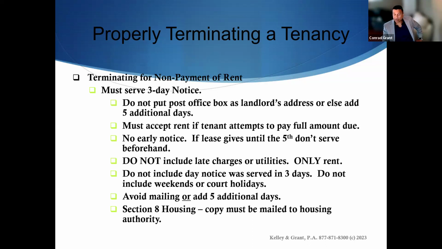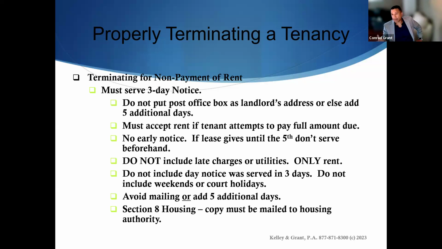If the tenant pays the full amount of rent, because your notice is going to say you are indebted to me in the sum of $3,000, right? If the tenant comes to you with $3,000, by law you must accept it because you said pay or leave, and they decided to pay. You can't give early notices.